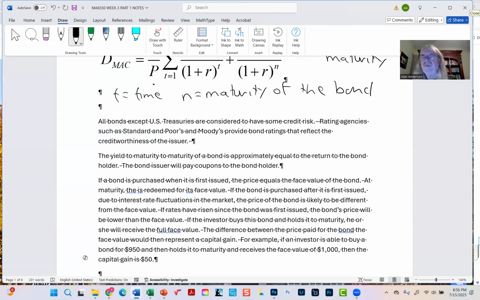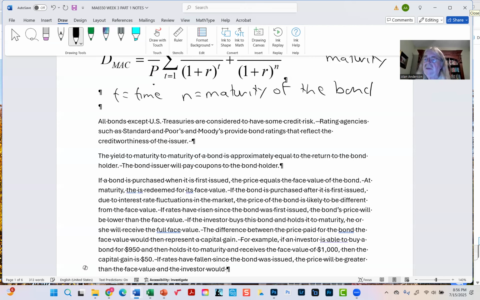Now, of course, on the other hand, it's possible that the opposite has happened if rates have fallen since the bond was issued. The price will be greater than the face value, and the investor would then earn a capital loss if they hold it to maturity. Or I should say, suffer, not earn, suffer a capital loss if the bond is held to maturity.